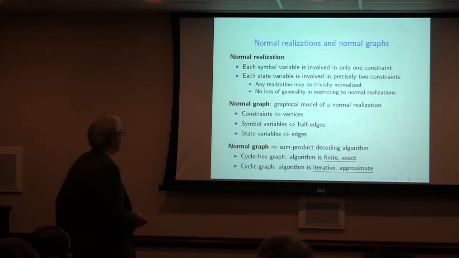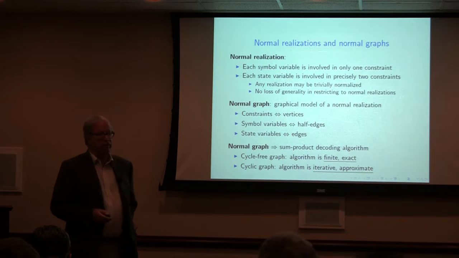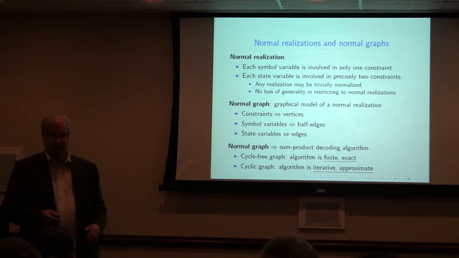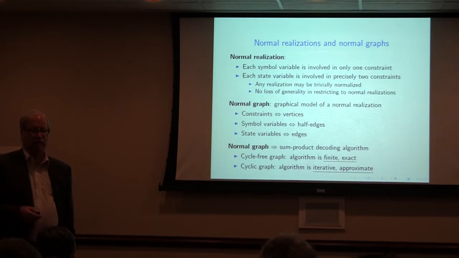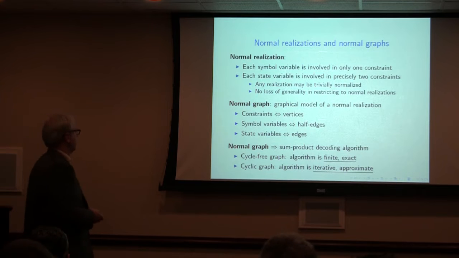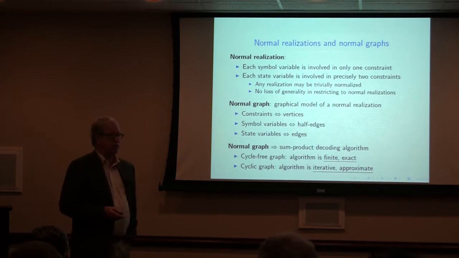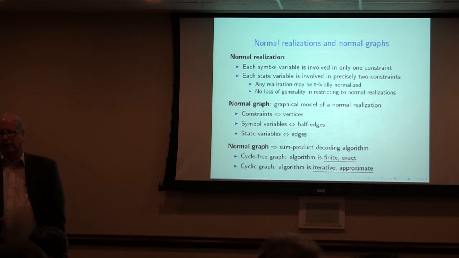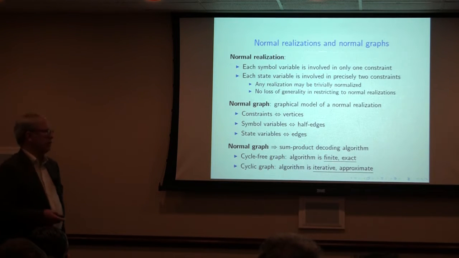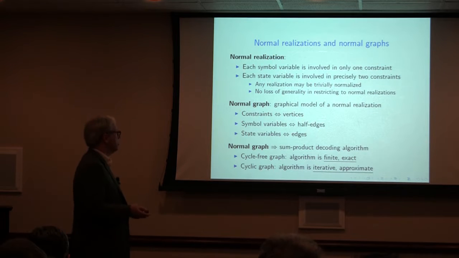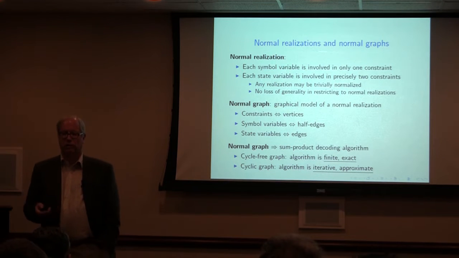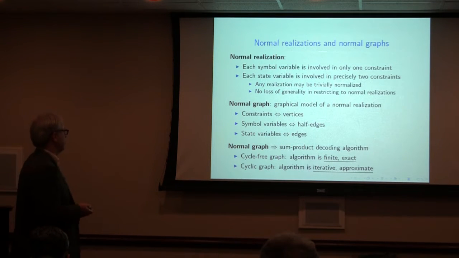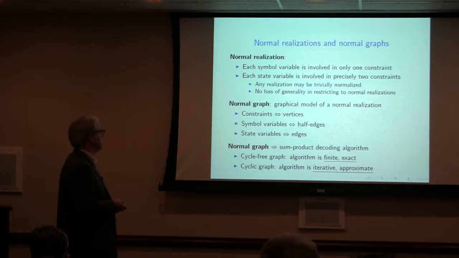Now I'm going to impose some requirements here that are going to seem to you rather stringent, but in fact are not at all. I'm going to require that each symbol variable be involved in only one constraint. That seems like a rather strict thing. And each state variable be involved in only 2 constraints, precisely 2. There's no point in having state variables that are involved in just one constraint.